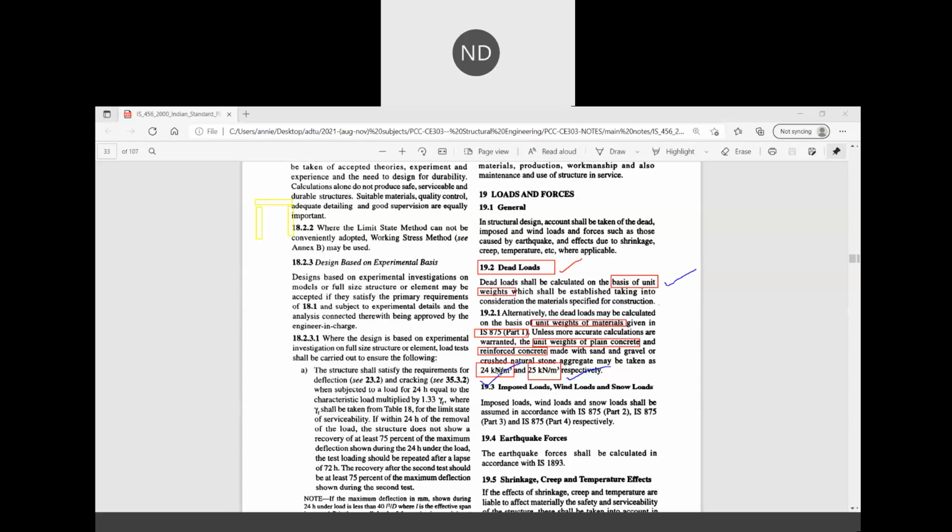Now, to find the unit weight, otherwise you have to do so many things to calculate something. You are at a construction site, you want to calculate.